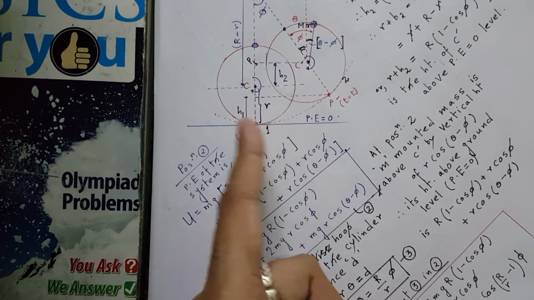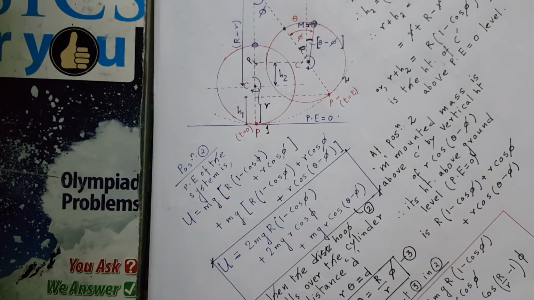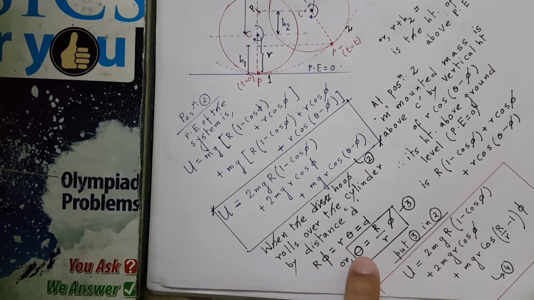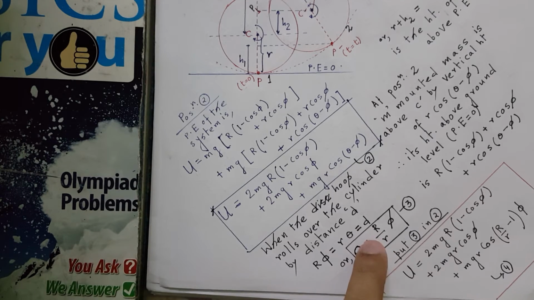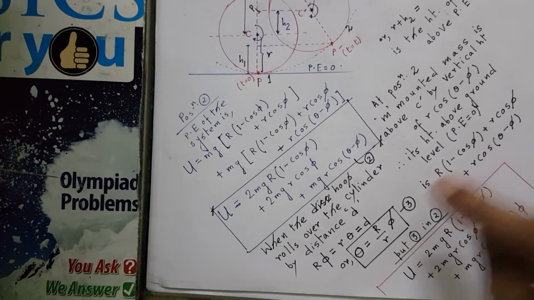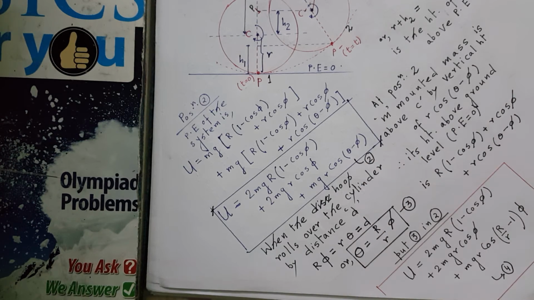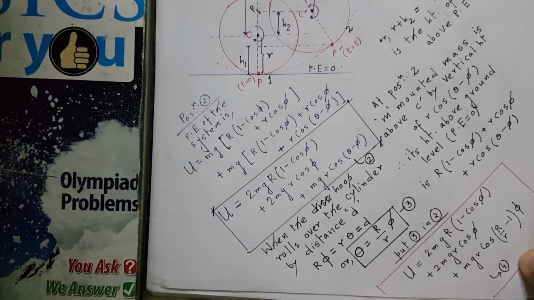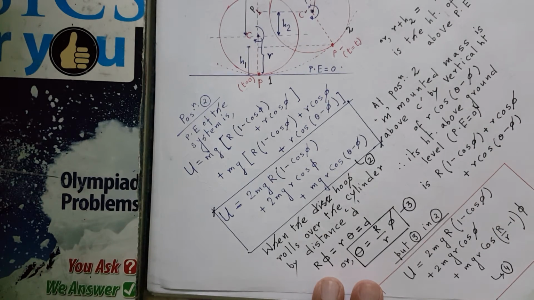This small theta and R phi must be equal. And as they are equal, you get theta equals capital R phi by small r. So this is our equation 3. We substitute equation 3 in equation 2 and we get the final potential energy of the system in position 2.